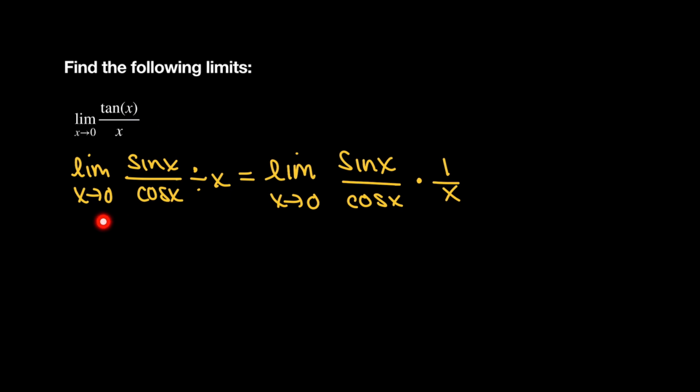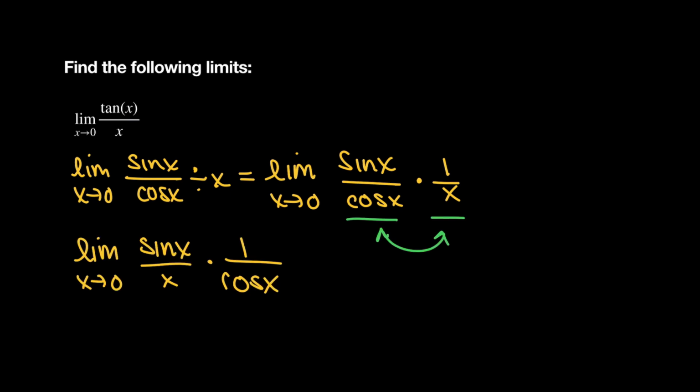So this problem becomes the limit as x goes to 0 of sine x over cosine x, divided by x. Dividing by x is the same thing as multiplying by 1 over x. And then, because when we multiply, the order of multiplication doesn't matter, I'm just going to switch the x and the cosine x and rewrite this as the limit as x goes to 0 of sine x over x times 1 over cosine x. And the reason I did this is because now I have that sine x over x.